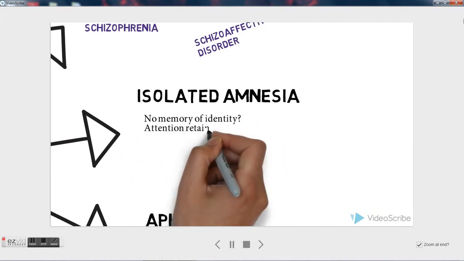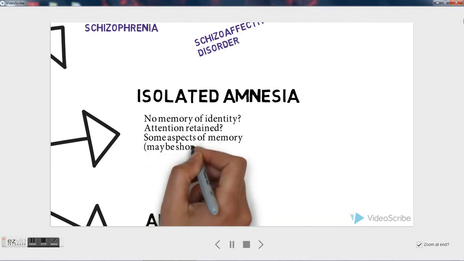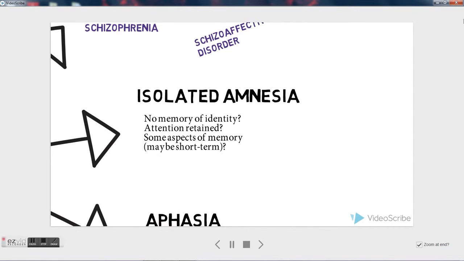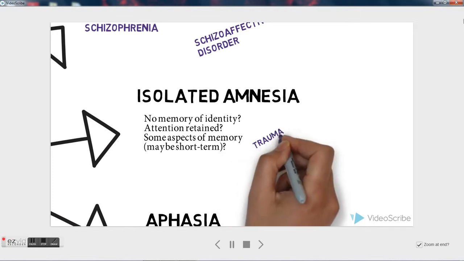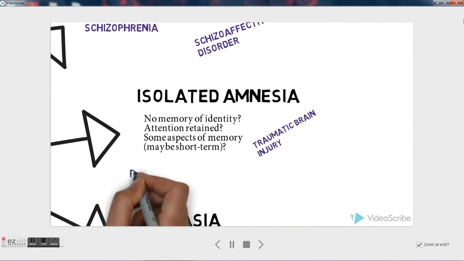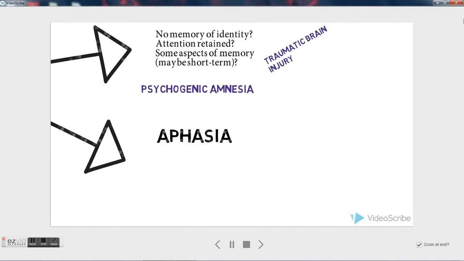Isolated amnesias involve loss of long-term memory, typically after a traumatic event, whilst having preserved recent memory. These patients will have no memory of their identity, but their attention will be retained, and their short-term memory of events potentially still present. The two main differentials in this category are traumatic brain injury and psychogenic amnesia.